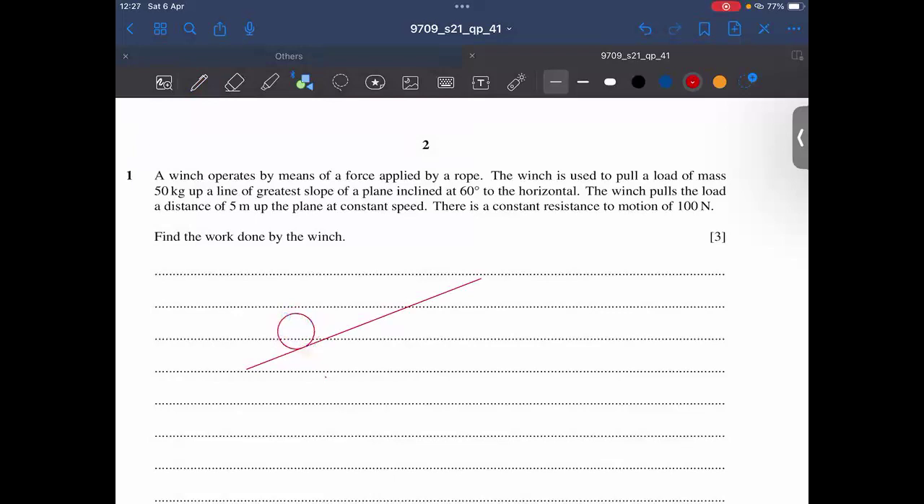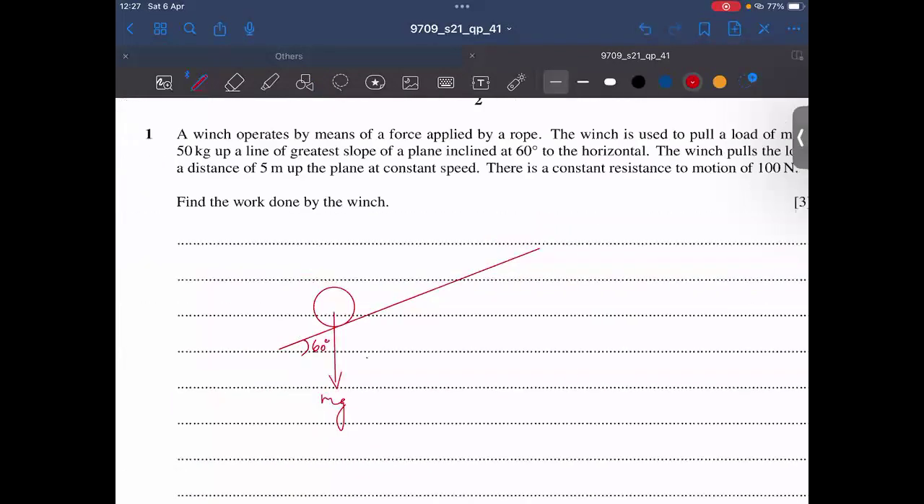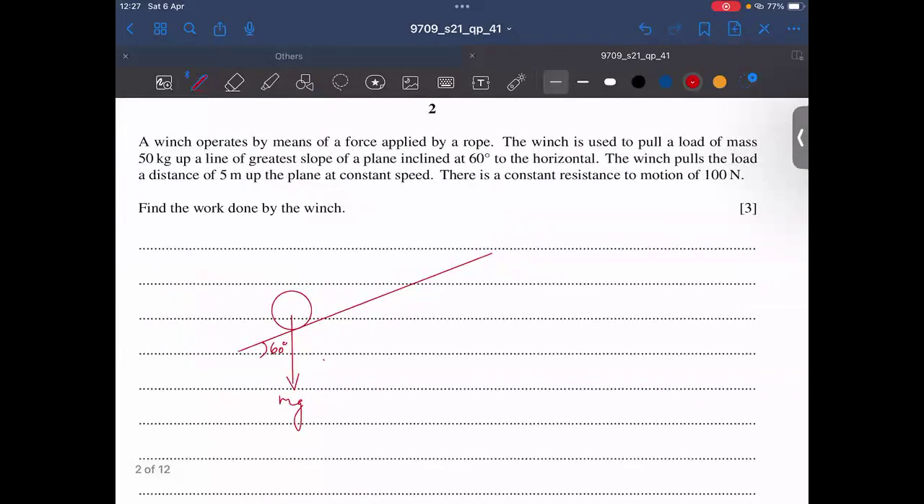This is 50 kilograms, so it's going to be a force of mg, Aisha. And this is 60 degrees. The winch pulls the load. There's a rope, and the winch pulls the load a distance of 5 meters up the plane at constant speed.